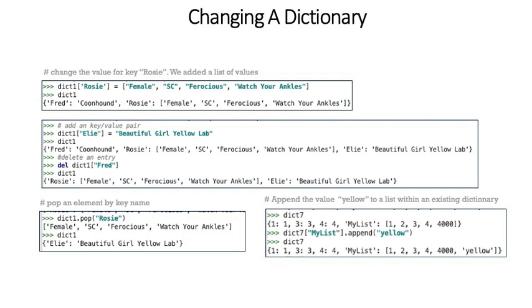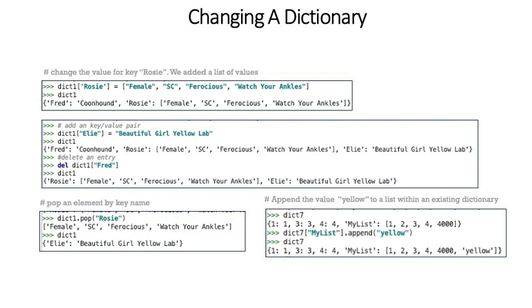Now we can add a key value pair. Dict1 Ellie equals beautiful girl yellow lab. That string will be the value. Now Ellie as a key doesn't exist, so it will create that for us. Dict1, we have Fred Coonhound, Rosie female, short coat, ferocious, watch your ankles, and Ellie with a string as its value, beautiful girl yellow lab.